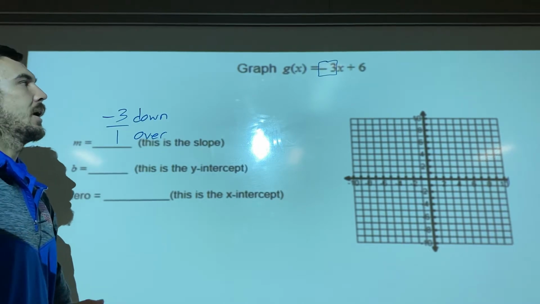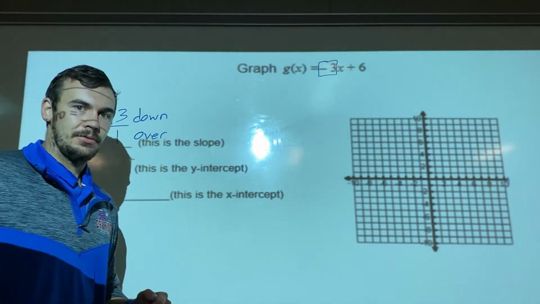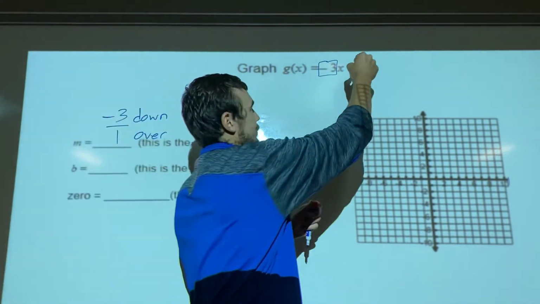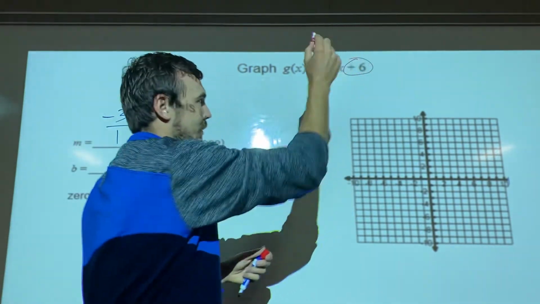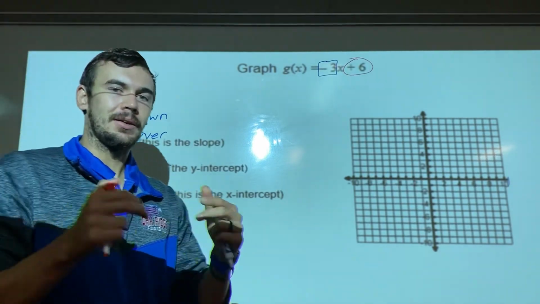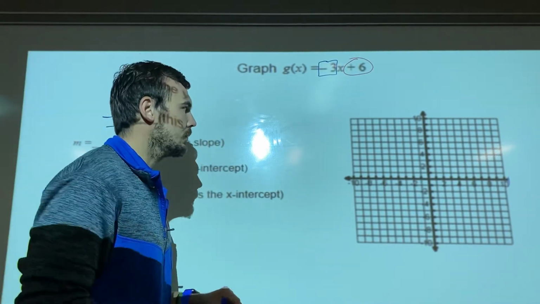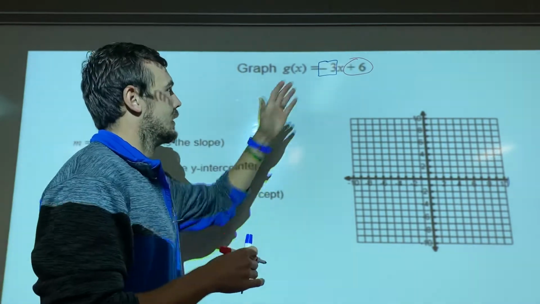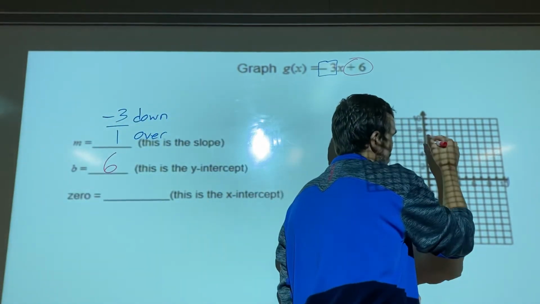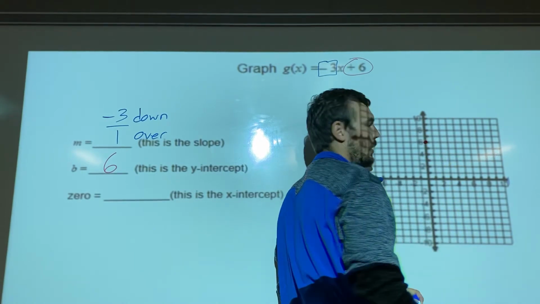Now we need to find our y-intercept. Again, it's what's after the x. So in this case, I see that we have a +6. So that tells me my starting point. My starting point is at +6 on this graph. So that's the first thing I do. That's the first thing I graph when I go to graph this. I'm going to graph my y-intercept, which is right here at +6.